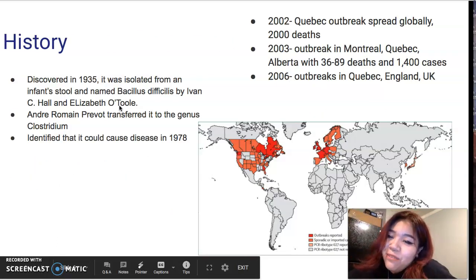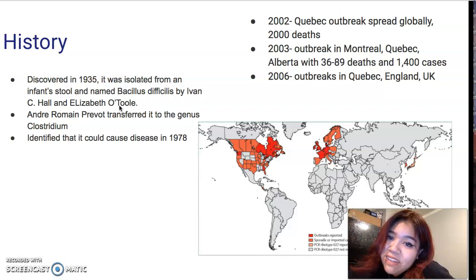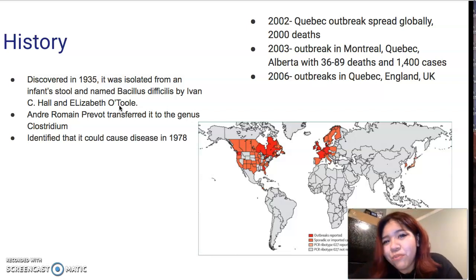Some of its history: it was discovered in 1935 when it was isolated from an infant's stool. A really weird thing is that children might have more C. diff as normal flora than adults, and it won't do anything to them. We don't really know why, but that's interesting. In 1978, it was discovered that it could cause disease when they isolated the toxins in some of the patients who were infected with C. diff.